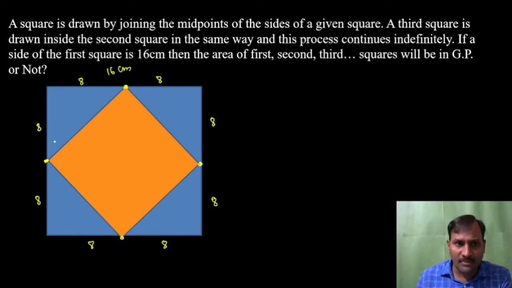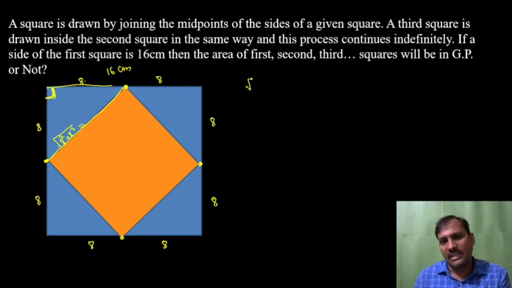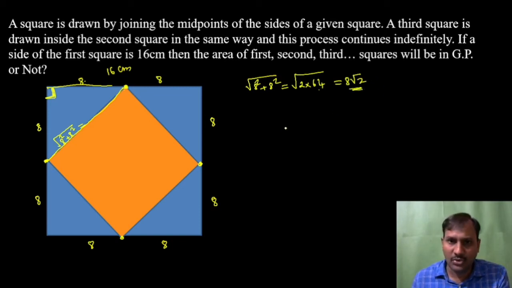Now if you observe this, clearly it is a right angle triangle. Now this is 8 and this is 8. What will be the hypotenuse of this triangle? It is simply root of 8 square plus 8 square, which is equal to root of 64 plus 64. So can I say root of 2 into 64, and this is nothing but 8 root 2. So the side of the second square is 8 root 2.